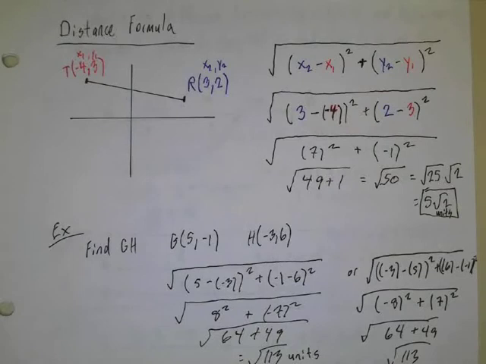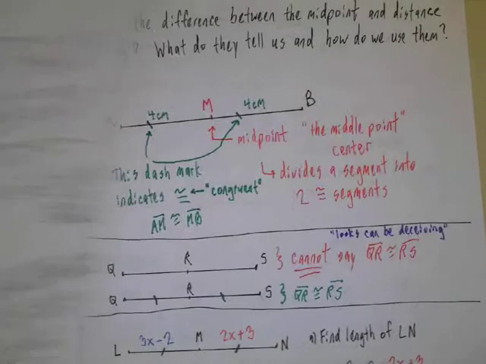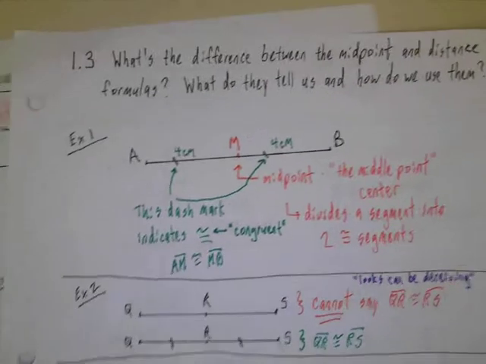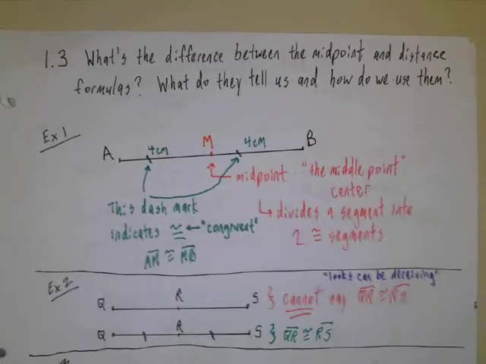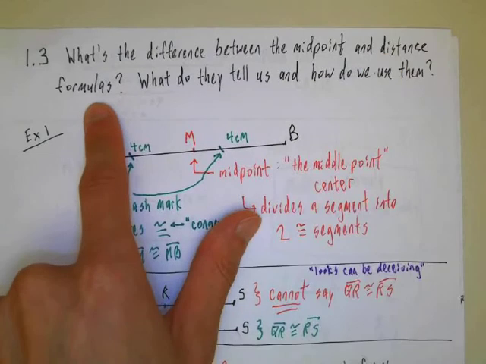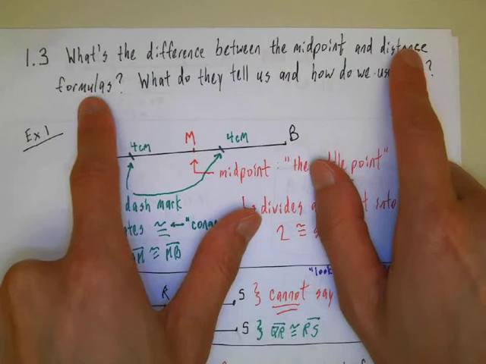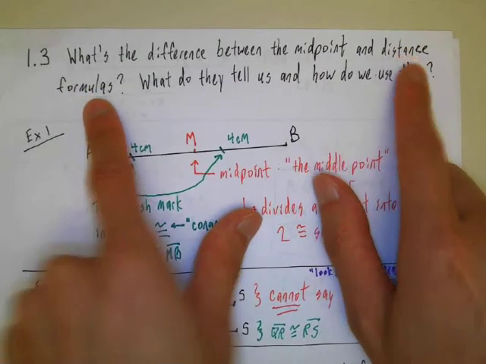So that was the major ideas. It was a pretty long lesson, and I hope you learned something. Can we answer these questions? What's the difference between midpoint and distance formulas? Well, midpoint gives you a point in the middle of a segment. Distance tells you the length between those two endpoints.